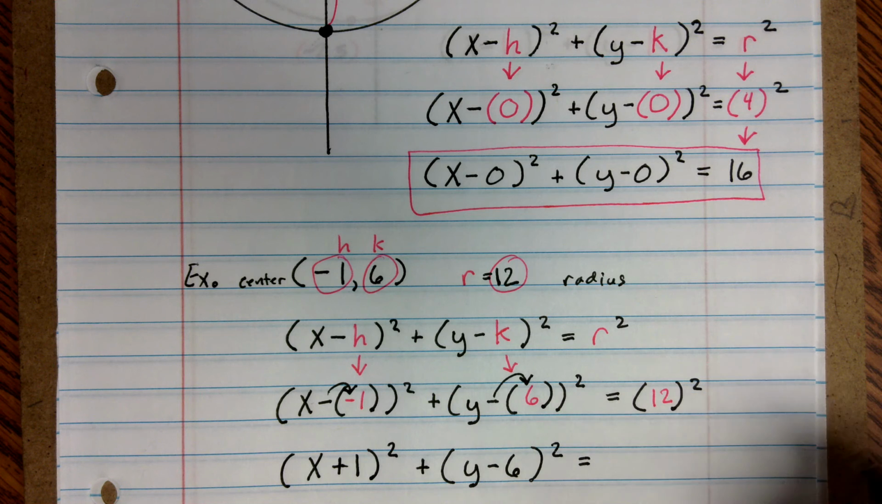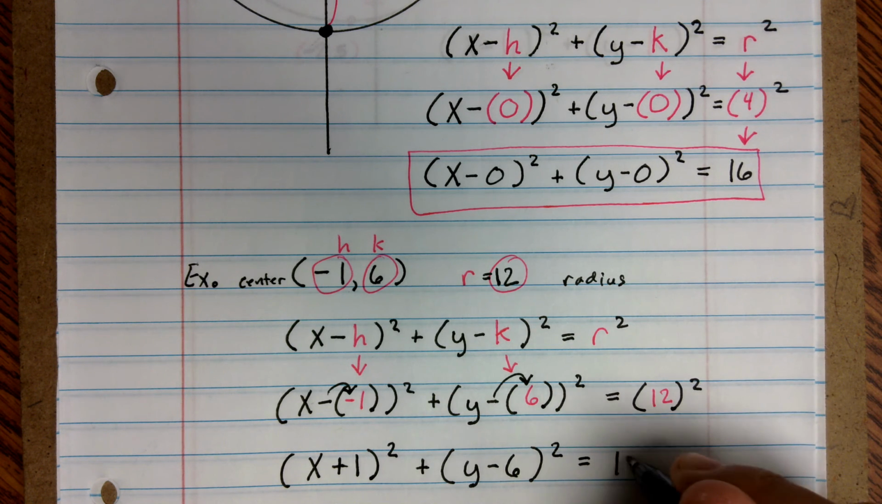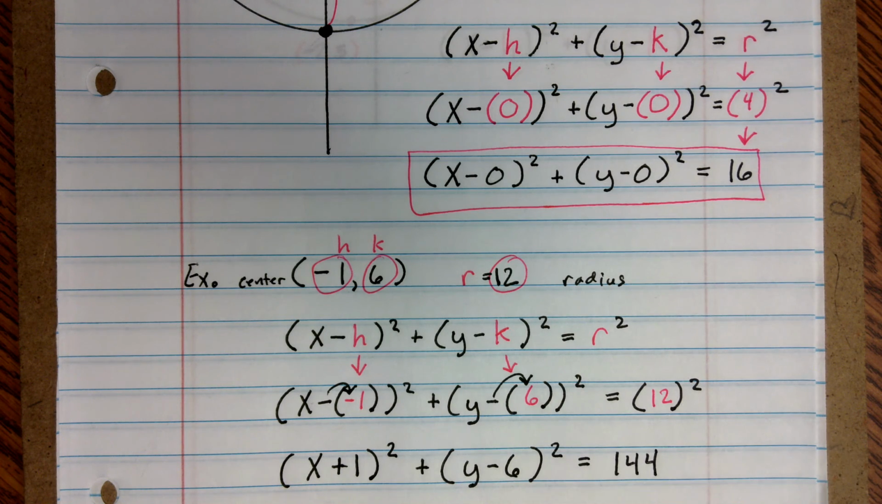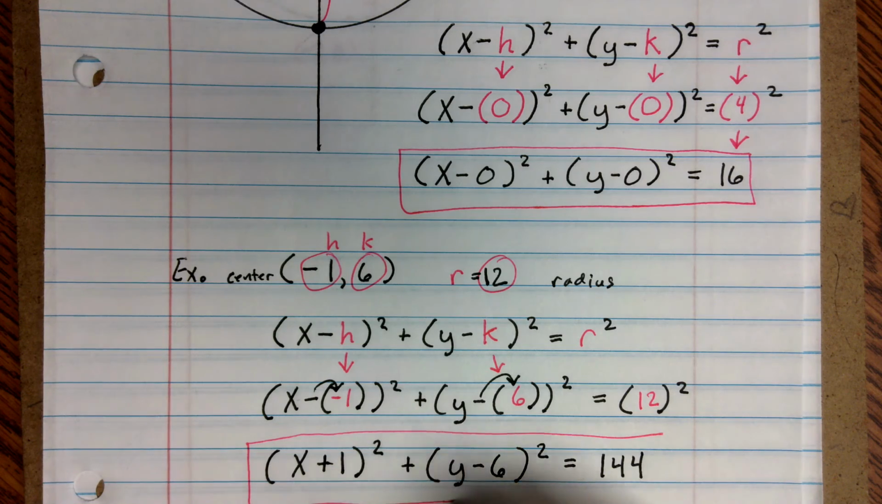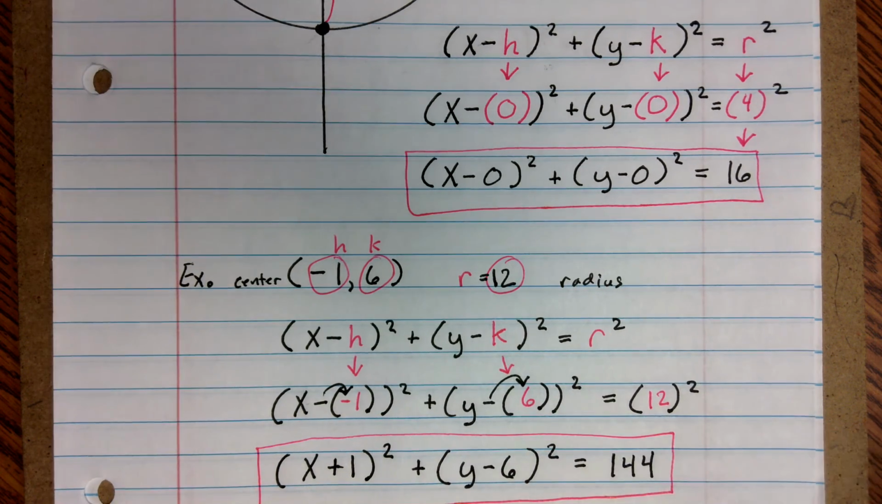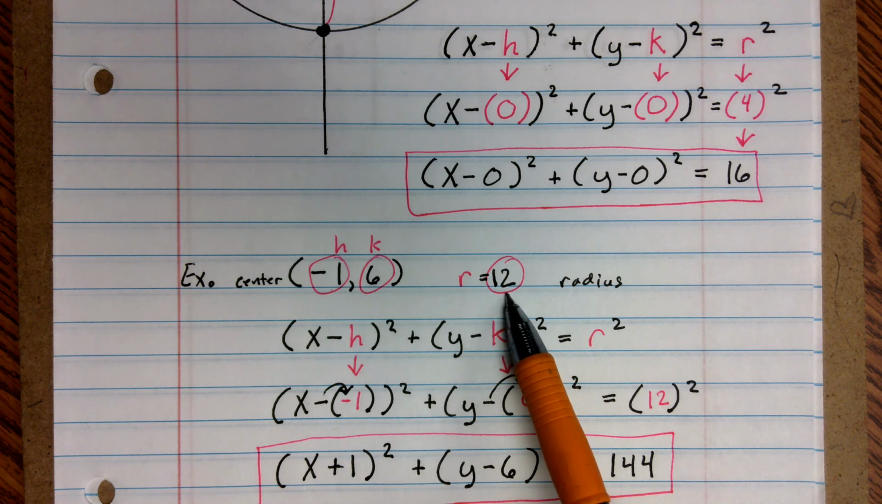And then 12 squared, if we put that in the calculator, it's 12 times 12, which is going to be 144. And then this would be our equation for that circle: a circle with a center that's located at -1, 6, and a radius that's 12.